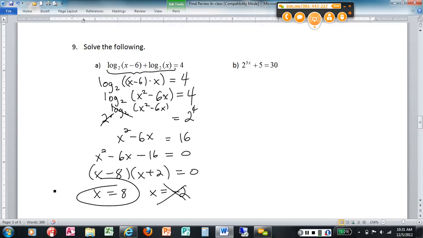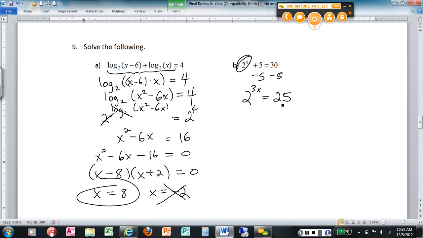All right, now, 9b. 9b is an exponential. How do we solve those? Got an x in the exponent. Well, the idea is to get the x out of the exponent somehow or another. In this case, here's what I'm going to do. First of all, I'm going to get the exponential part by itself, so I'm going to subtract 5 from both sides. So that would be 2 to the 3x equals 25.